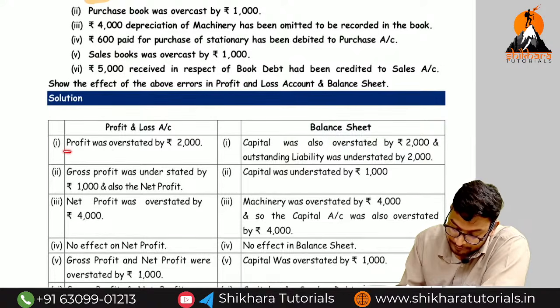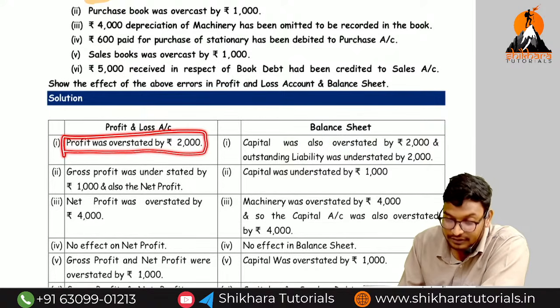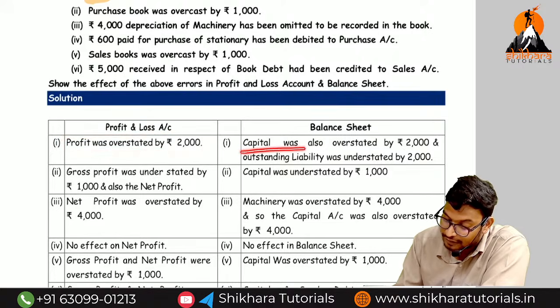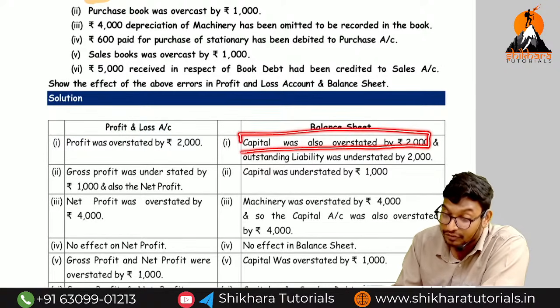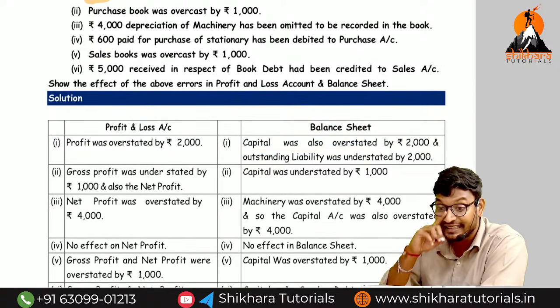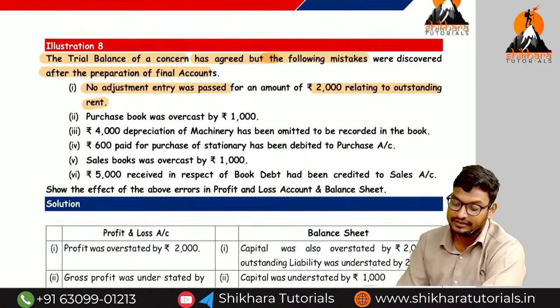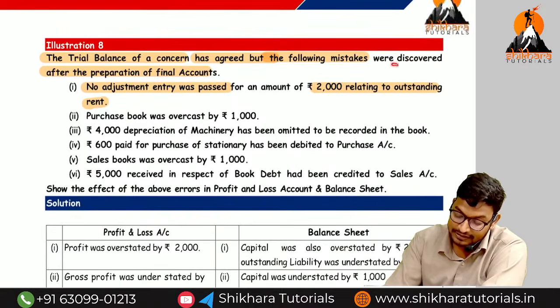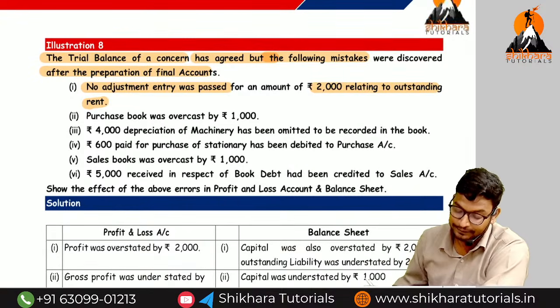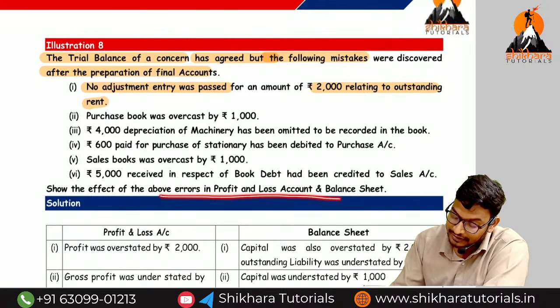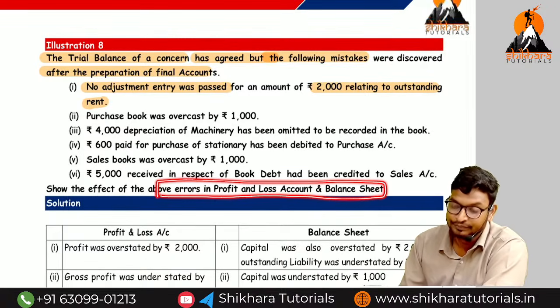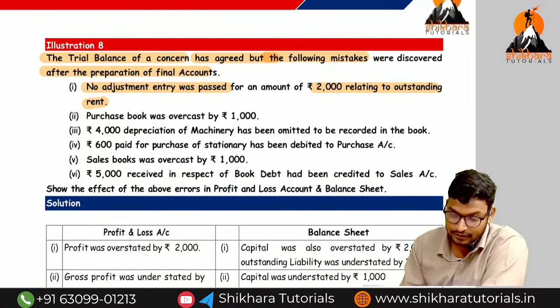What are they showing? Profit will be overstated by how much? 2000. And capital will also be overstated by 2000. But the outstanding expenses will be understated by 2000. So this is the effect they are asking. We have to discover the effect on the preparation. They are saying, show the effect of the above errors in the P&L account and the balance sheet. So this is the most important model. Okay, next one.